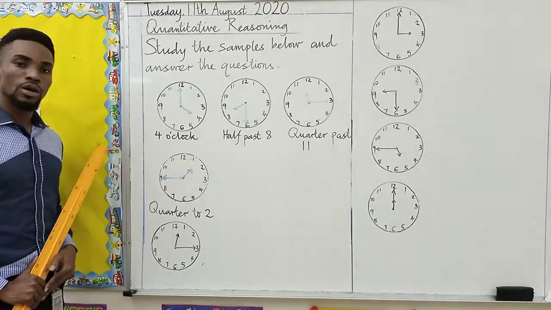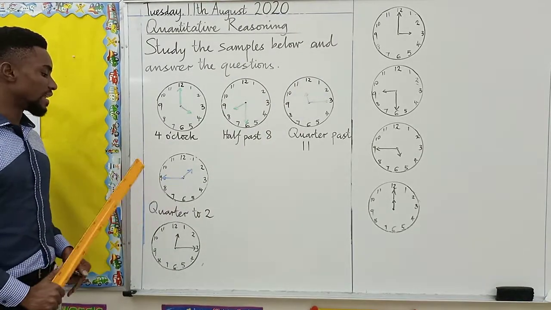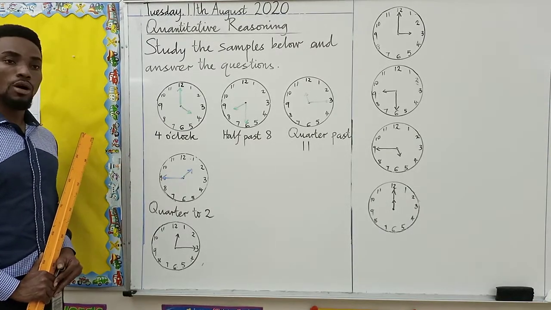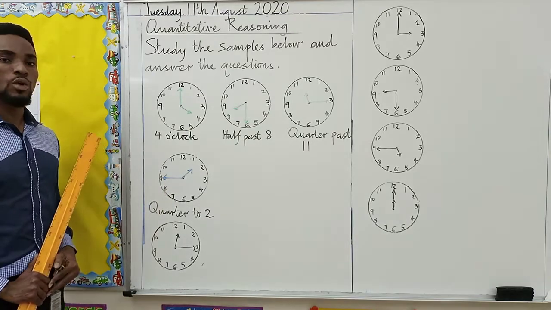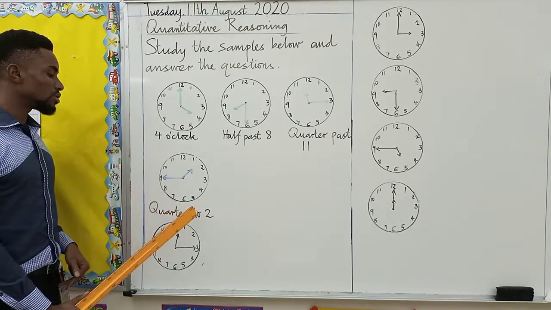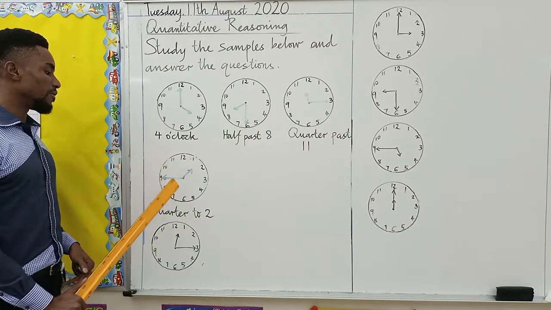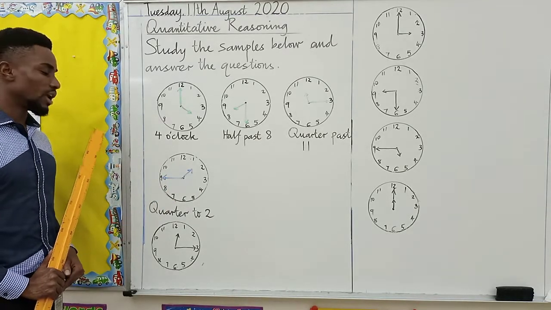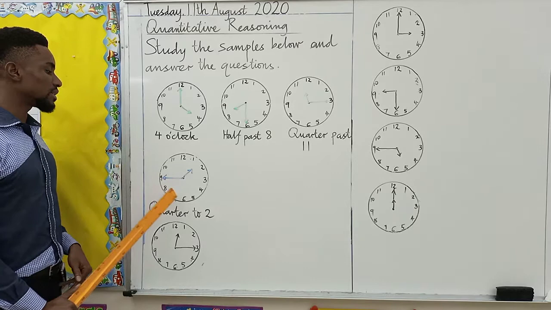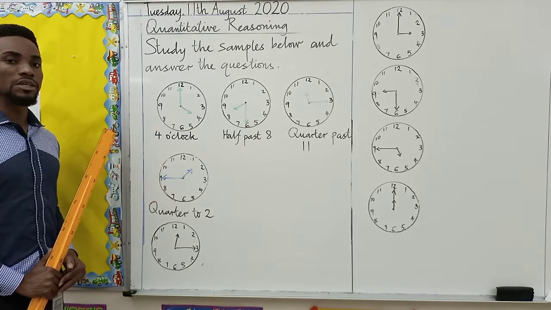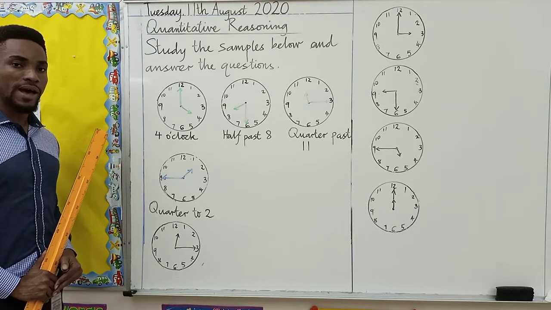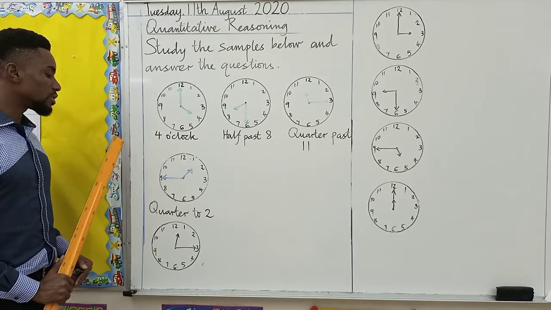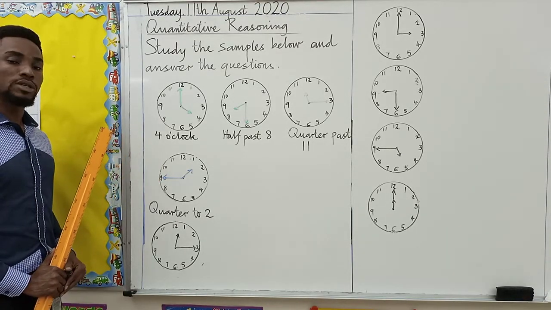On the last clock, we have the long hand at 9, also standing for quarter. Okay, but unlike in the previous one where it was quarter past, this is quarter to, because it is before 12 but after 6. Okay, we say once the minute hand is between 6 and 12, the time is to and not past. So quarter, because it's pointed towards 9, quarter to, now quarter to what?